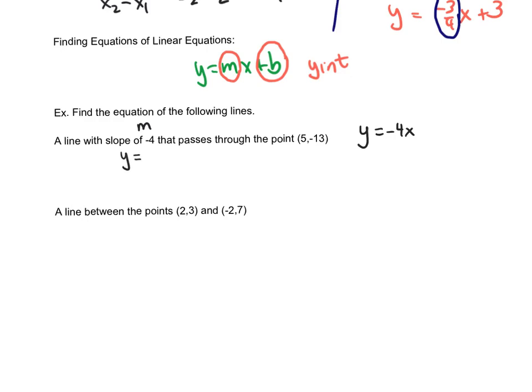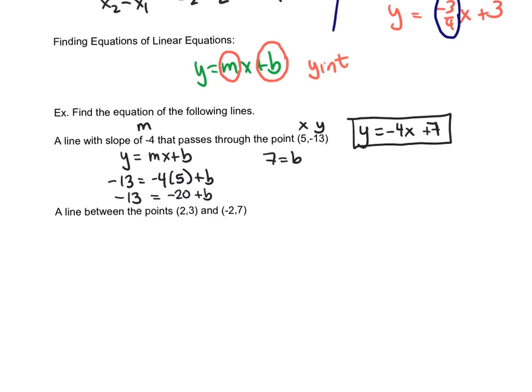So to find the y-intercept, I'm going to do y equals mx plus b. Let's write my generic equation. And what I have is I have m, but I also have an x and a y. So if I plug those in, I get -13 equals -4 times 5 plus b. So I'm going to get an equation that I can then solve for b. That's going to be -13 equals -20 plus b. And then I'm going to add 20 to both sides. So that's going to give me 7 for my b. So I'll write that on my equation, plus 7, because that's going to be my b. And this is going to be my linear equation.